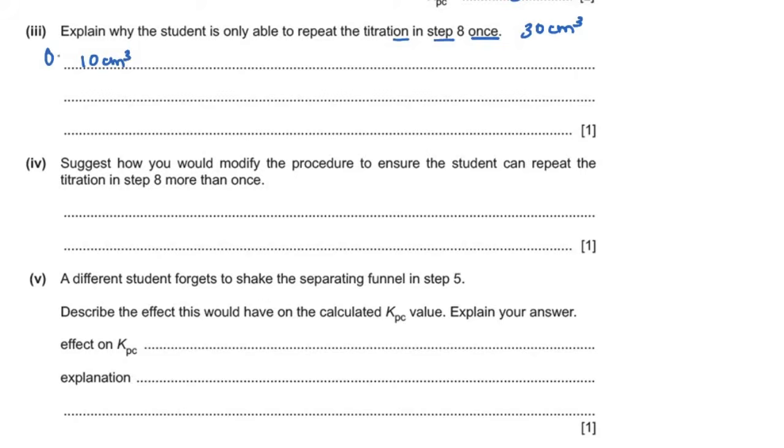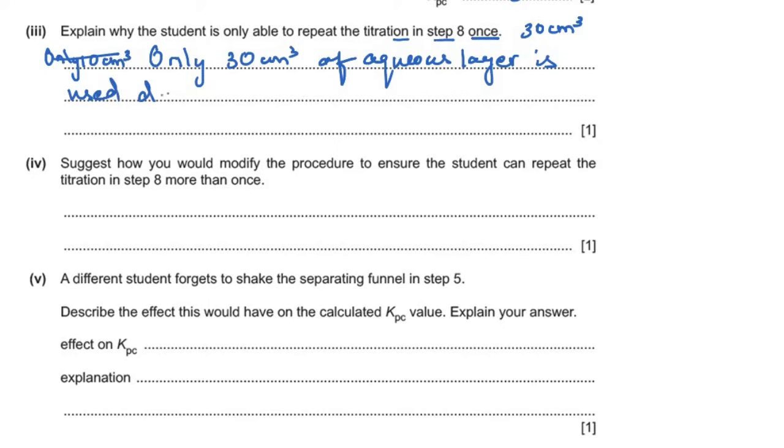So let me write that only 20 centimeter cube of aqueous layer is used during the experiment, and so that's why only once titration is possible. All of the 30 centimeter cannot be used because it might not be able to get it from the separating funnel.